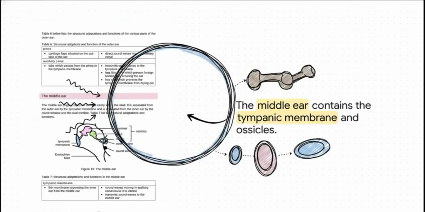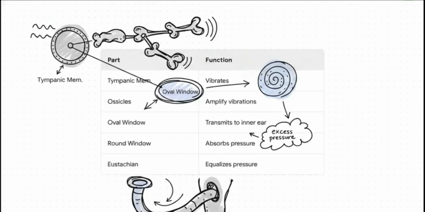Right behind that membrane, you'll find the incredibly tiny ossicles, along with the oval and round windows. What's really wild here is how this whole middle section acts as a literal biological amplifier. When sound waves hit the tympanic membrane, it vibrates. Those vibrations are then handed off to the ossicles. That's the hammer, the anvil, and the stirrup. These three irregularly shaped little bones are linked together to massively amplify those vibrations. Then the oval window transmits these amplified vibrations into the inner ear, while the round window is there to absorb excess pressure.